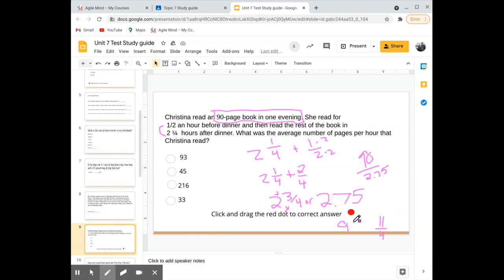And so I'd have to do 90 divided by 11/4, but I can't do that. I have to multiply by the reciprocal. So this would change to multiplication, and then we would have to flip that over. So what would be the reciprocal of 11/4? 4/11. Good.